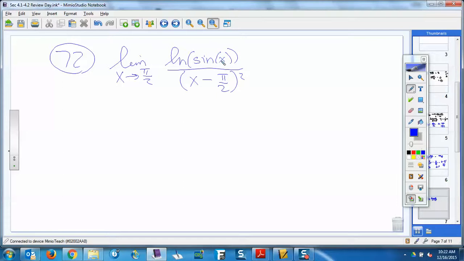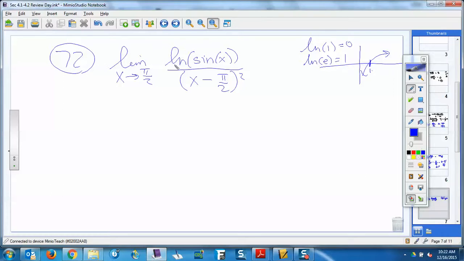Okay, so sine of pi halves is 1, right? ln of 1. Where does that cross right there? Okay? That's the 0, 1 on the natural log graph. ln of 1, right? We need to know that. ln of 1 is 0. ln of e, those are two things we just need to know. ln of e is 1 and ln of 1 is 0.